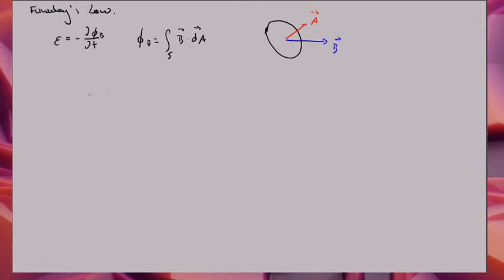So you could already express this equation slightly differently: you would have d/dt of the integral of B dot dA. This is a surface integral, and you integrate it over some surface S. That surface S would be the surface enclosed by the loop. This is the surface S, and it's enclosed by this black loop here. All right, so that's the right-hand side of the equation.